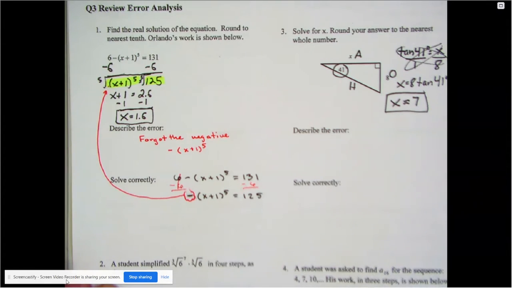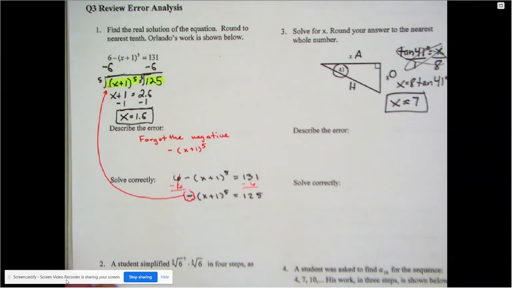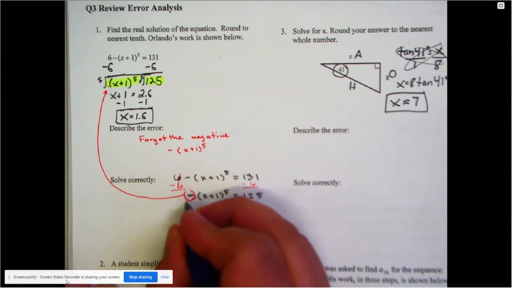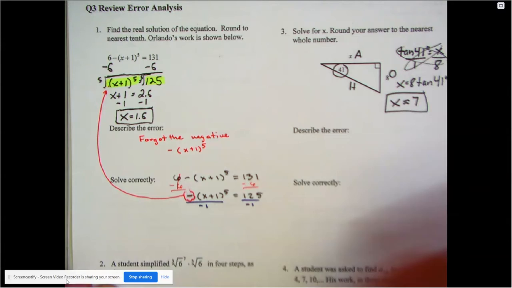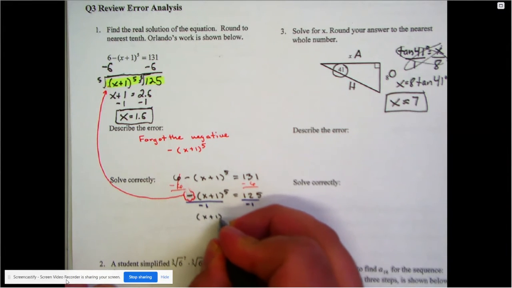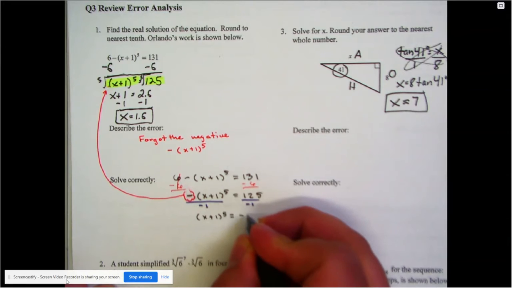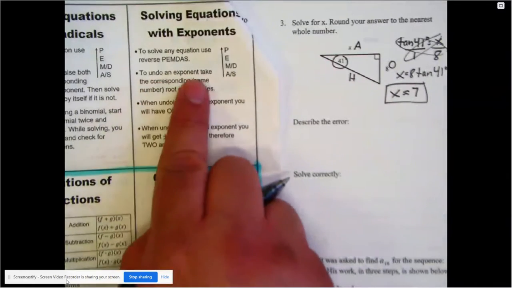So there's a mistake. We found their error, which is happening in their first step right there. But now we're going to finish the problem ourselves. Remember, there's a way of getting rid of negatives. We can divide everything by negative 1. That's one way of doing it. When I do this, we have (x plus 1) to the power of 5 is now equal to negative 125.